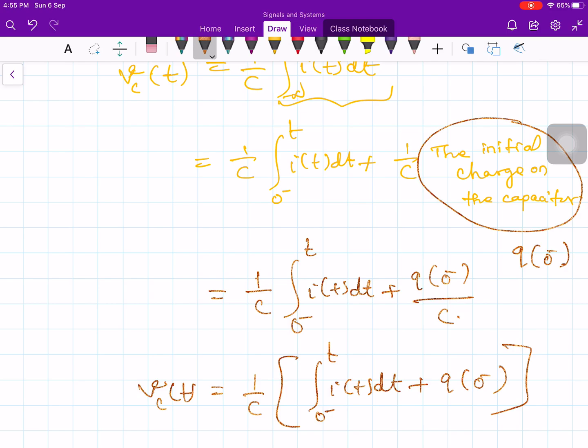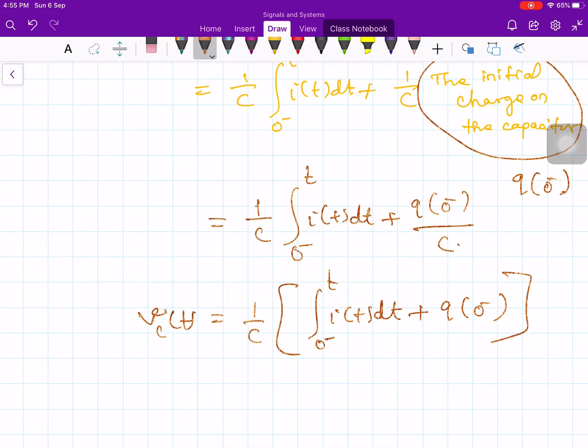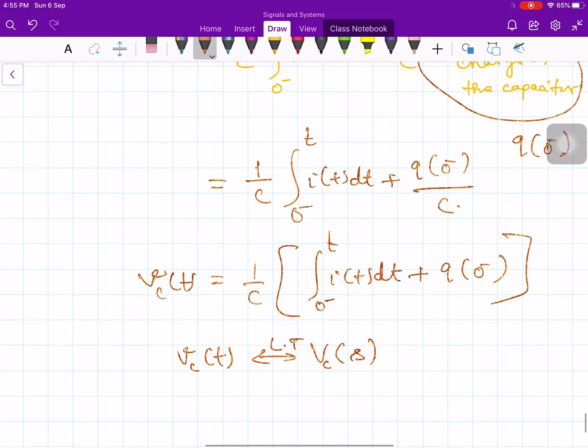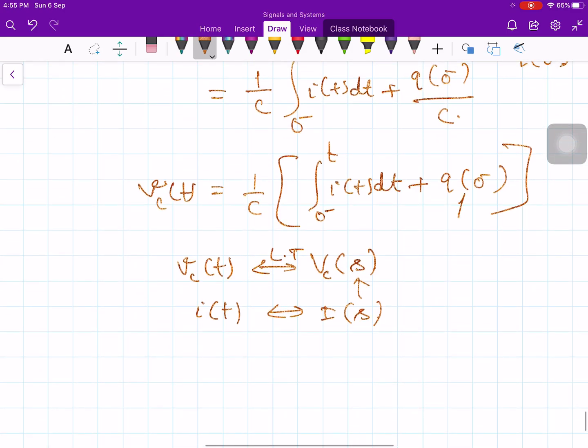Now you take the Laplace transform. Let's say your Vc of t has Laplace transform of capital Vc of s. It's a function of s. When I put s, then it means function of s. And I of t has a Laplace transform of I of s. Then this is a constant, right? Constant becomes 1 by s. So q of 0 minus becomes q of 0 minus divided by s.